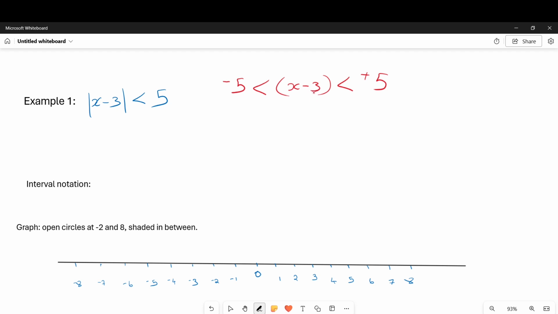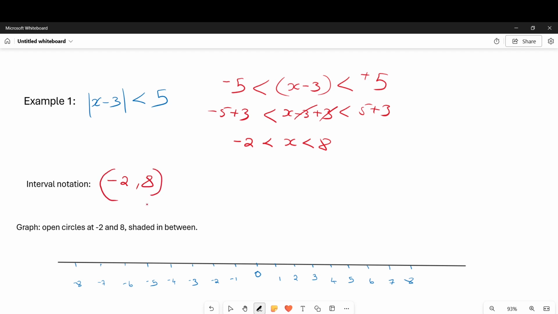To eliminate this 3 from here, we need to add 3. So x minus 3 plus 3 on this side, 5 plus 3 on this side, and minus 5 plus 3 on this side. So the 3 and 3 are eliminated, and the final inequality will be minus 2 less than x less than 8. So the x values lie between minus 2 and 8. The interval notation will be minus 2, comma 8, because minus 2 is not included, so we use open brackets.